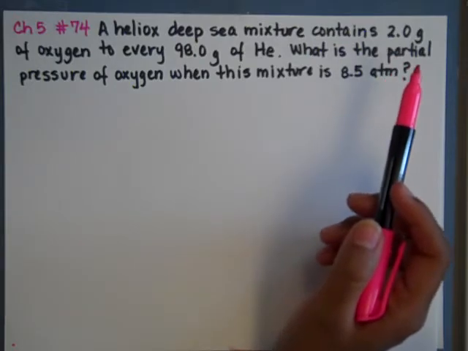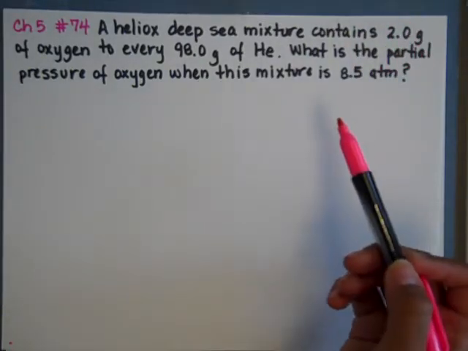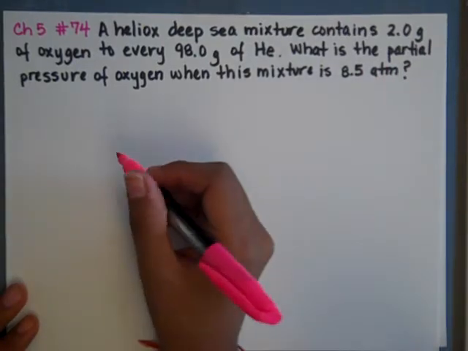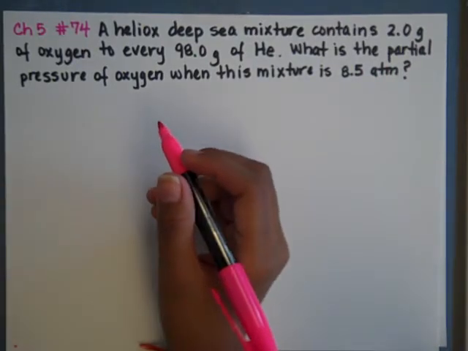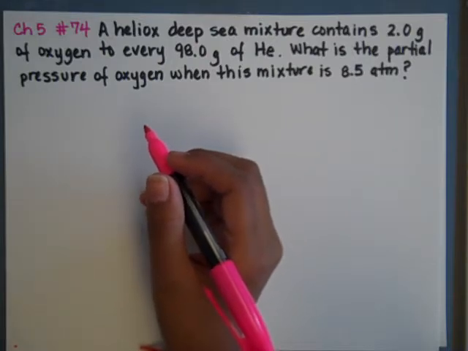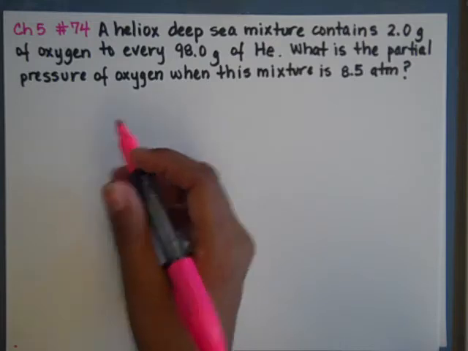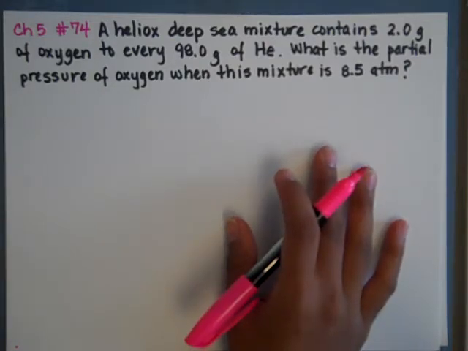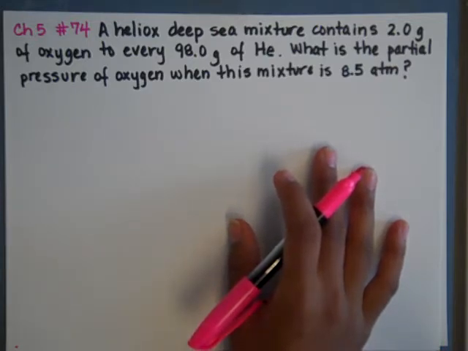So we have 2 gases that make one mixture of 8.5 atmospheres. So we want to know what part is the oxygen's pressure. The first thing we need to do is determine the percentages of each in the mixture. And we're going to do that using mole fractions. So the first part of a mole fraction is to find each contributing part's moles.